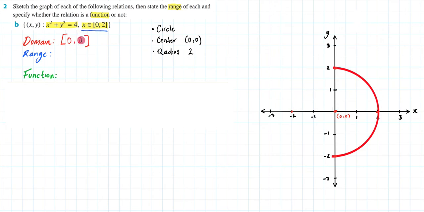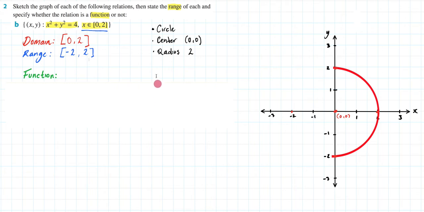Now that we've done that, let's figure out what my range will be. My range is all my y values. And as you can see, it starts at y equals -2 and it ends at y equals 2. So here I can put in -2 to 2.